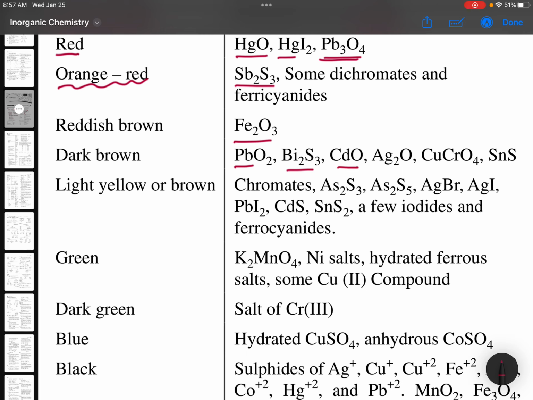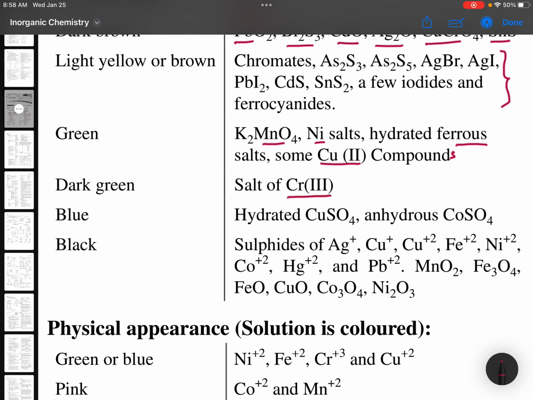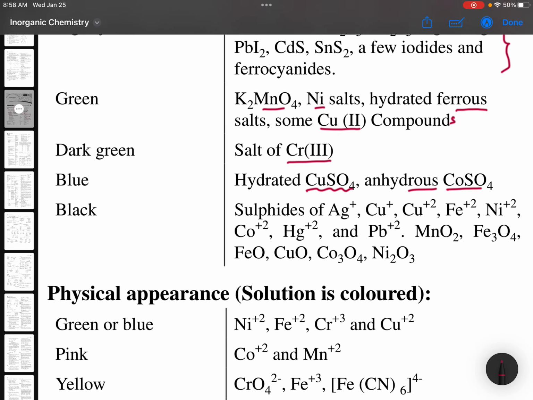Dark brown: PbO2, Bi2O3, CdO, Ag2O, CuCrO4, SnS. Light yellow or brown, all this you can notice here. Green color: K2MnO4, nickel salts, hydrated ferrous. Ferrous you can't keep for a long time, that green will turn into brown. Some copper 2 compounds. Dark green, chromium 3. Blue, CuSO4.5H2O and anhydrous cobalt sulfate. Black: sulfides of silver, copper, cuprous, iron 2. All these you can see.